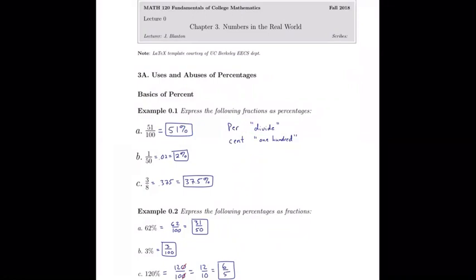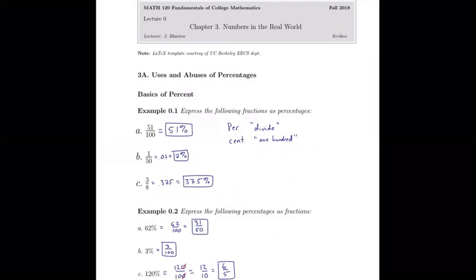Now next up, 1 over 50, so it's not per 100 anymore, so we'll convert it to a decimal. Calculator does a good job of this, giving us 0.02. Now, to translate the decimal to a percentage, remember that we need to step 2 decimals to the right, so 1, 2, to make that 2% and put a percent sign.